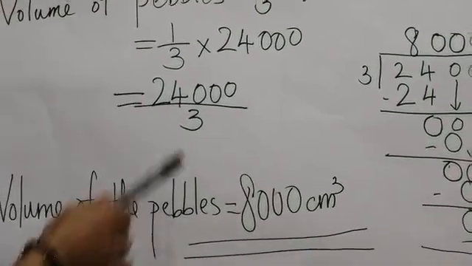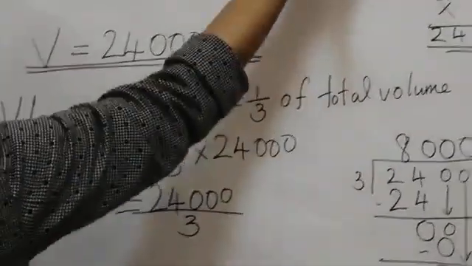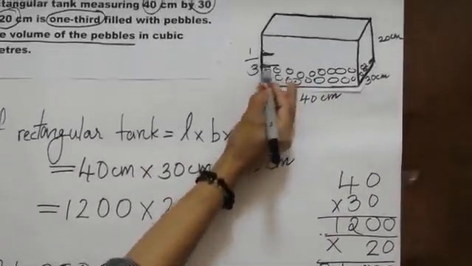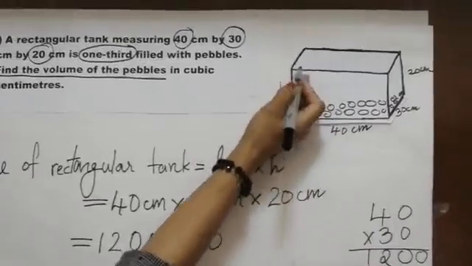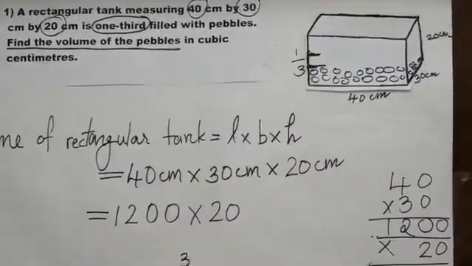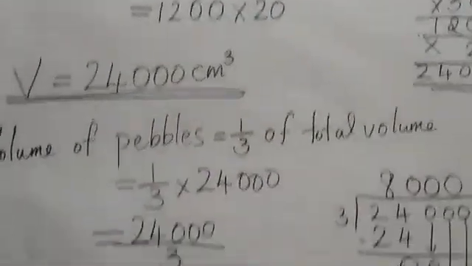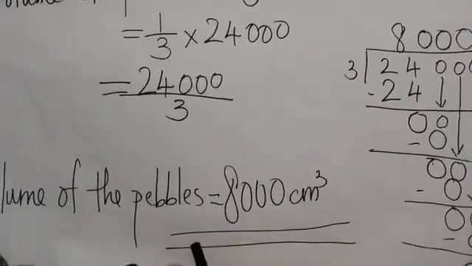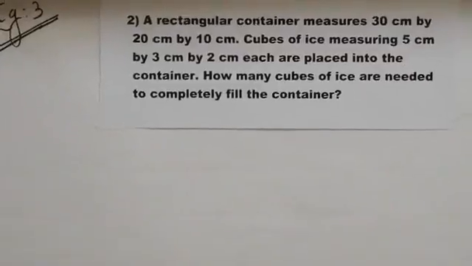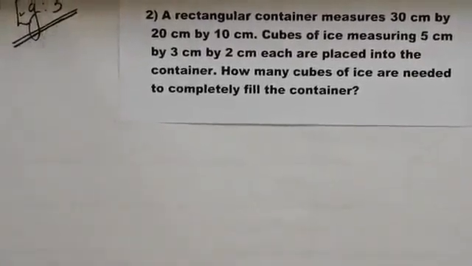So this is the answer for the question. Find the volume of the pebble is 8,000. Here, 1/3 is 8,000. So 3 times 8,000 will become 24,000. You can check like this whether the answer is correct or not. Okay. Now check question number 3, example number 3.